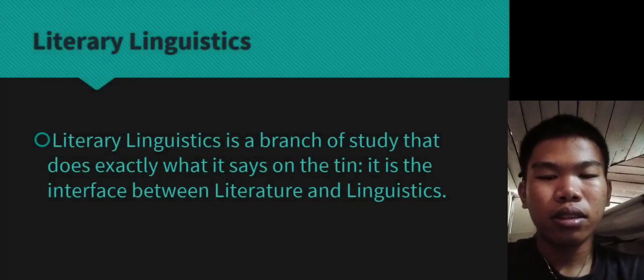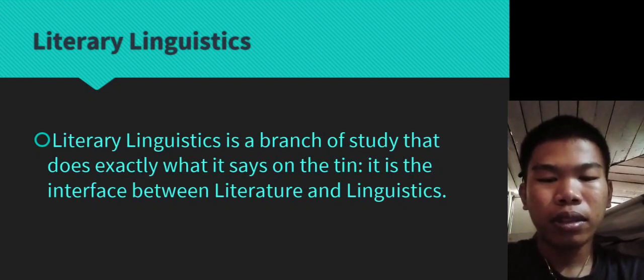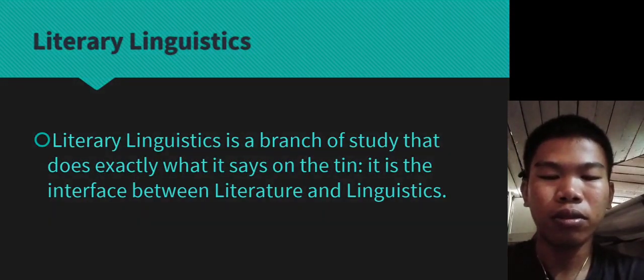Literary linguistics. Literary linguistics is a branch of study that does exactly what is said on the tin. It is the interface between literature and linguistics. The great thing about this area is that it encompasses a whole range of topics, from examining the effect of reading on the brain to judging how political speeches can manipulate an audience.